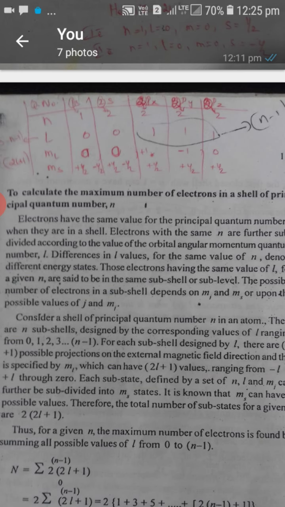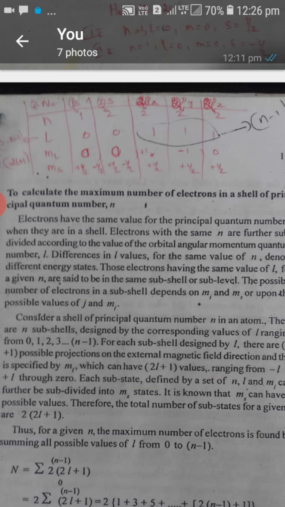Next we want to calculate the maximum number of electrons in a shell for a principal quantum number n. Consider a shell that has principal quantum number n. Then there will be n subshells. The l value ranges from 0 to n minus 1, that is 0, 1, 2, 3, etc., to n minus 1.